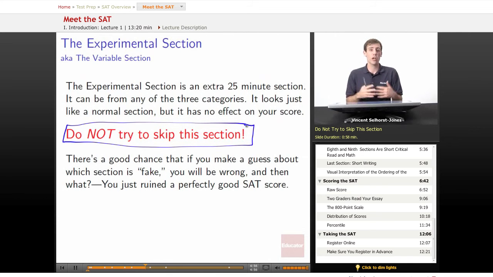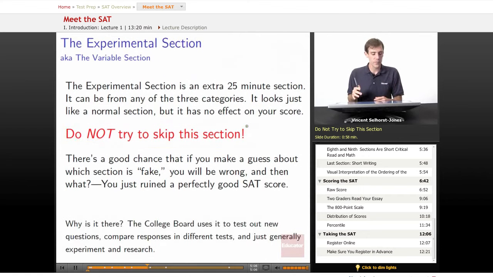So just work on all the sections with all the skills and all the ability. Try as hard on each of them. Do the best you can, even if you have an inkling that it might be not a real section.